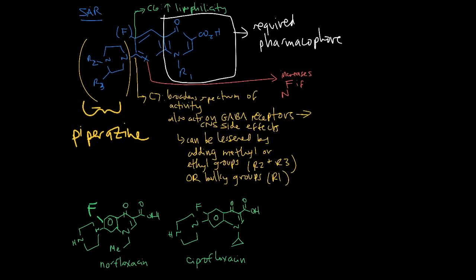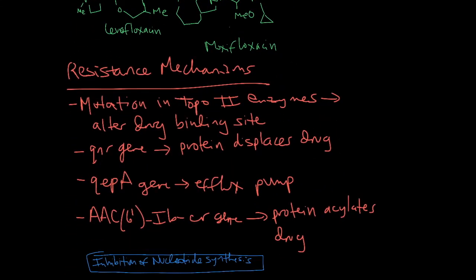Fluoroquinolones, remember the carbon 6 has the fluorine, carbon 7 has the piperazine, and the nitrogen at the bottom increases bioavailability. Fluorine at carbon 6 increases bioavailability by increasing lipophilicity. The piperazine ring here also leads to CNS side effects, which can be lessened by adding methyl or ethyl groups at the left, or bulky groups at the bottom, or one group. The required pharmacophore is the right side ring. Resistance mechanisms, I don't want to talk about that.